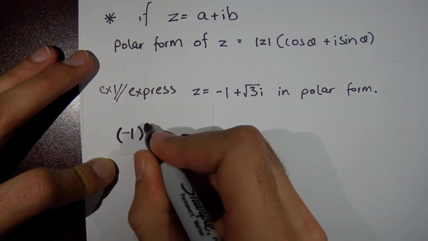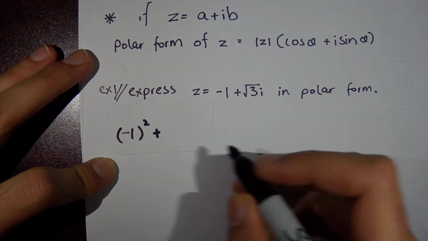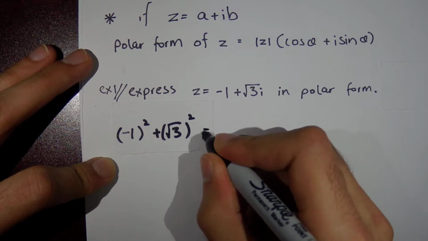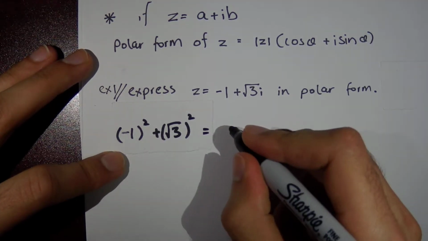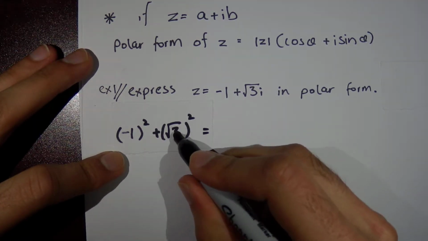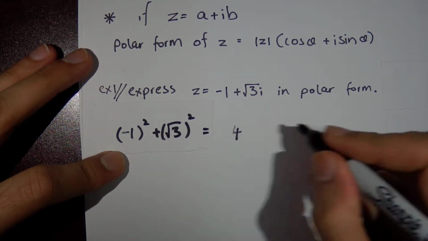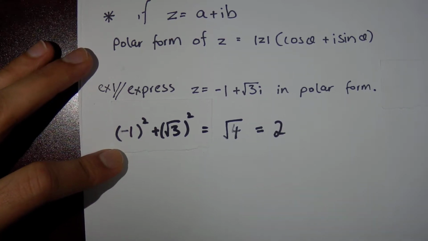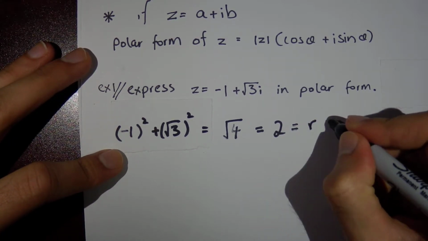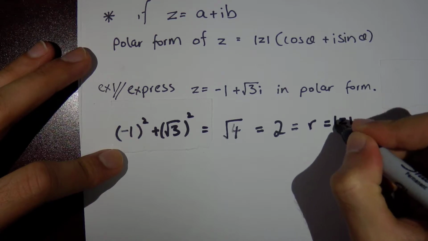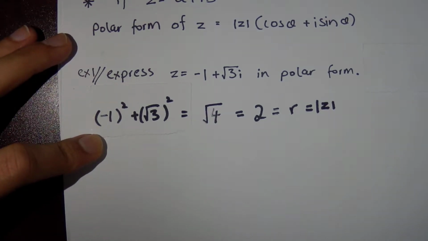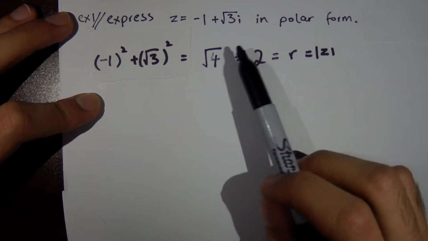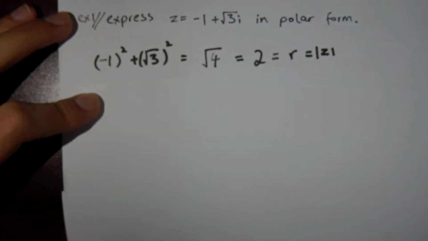-1 squared plus radical 3 squared is equal to 4. The square goes away, so it's 4. Put that in a square root, we get 2 as our r, or z modulus. Hope you're following. Now, the only challenging part I would think sometimes is getting the angle out of this.